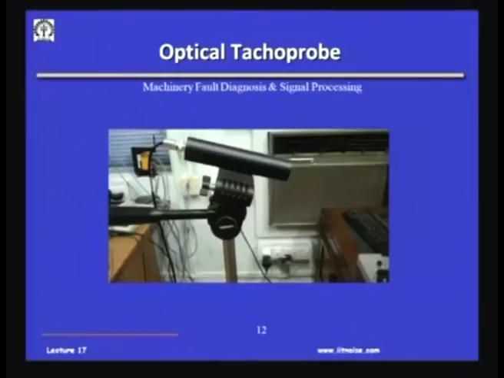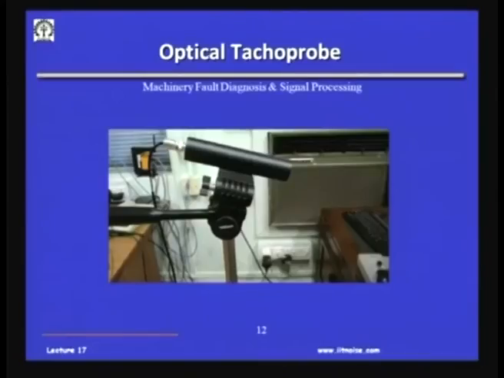The beauty of such phototachs is, unlike mechanical tachometers wherein you have to press onto a shaft, and because of such a load the shaft speed could reduce, these are not loading the structure and they have a very fast response time. You could measure speeds as high as 50,000 rpm with such phototachs or tachoprobes.